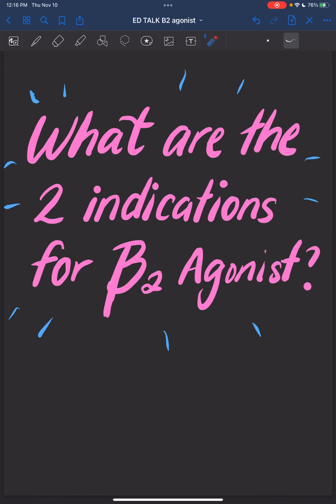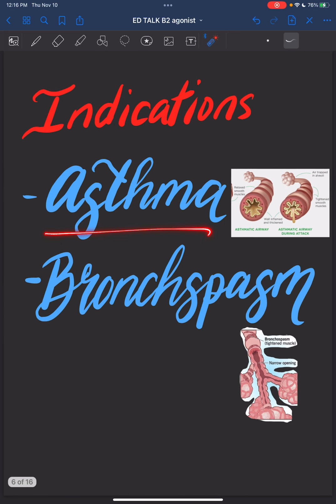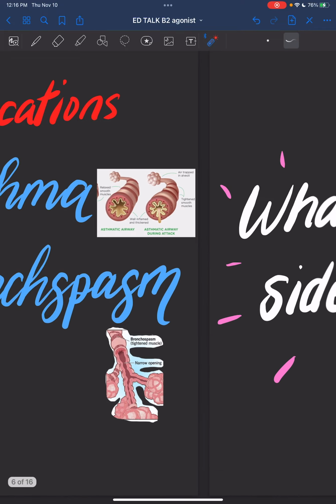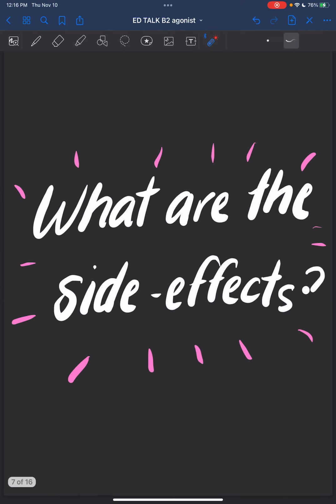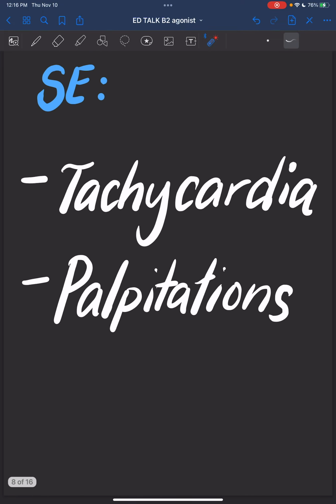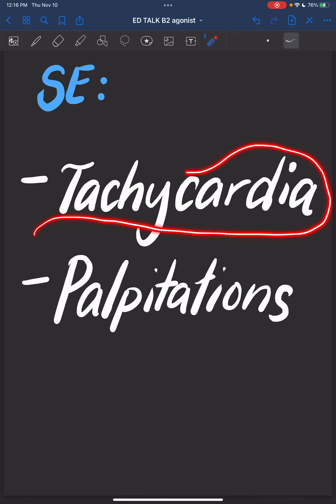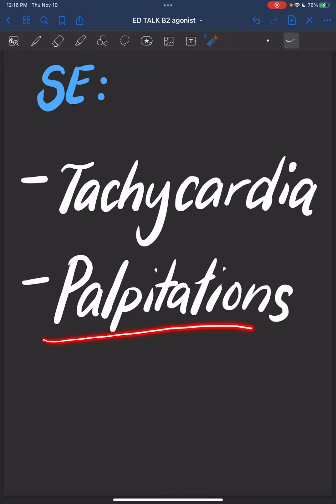What are the two indications for beta-2 agonists? Well, we use them for asthma and bronchospasms. What are the side effects? There's two that we usually see. We'll see tachycardia. This is most common, and this is due to the receptor crossover phenomenon. And if the patient's awake enough to tell you, which hopefully they're not, you'll see palpitations.